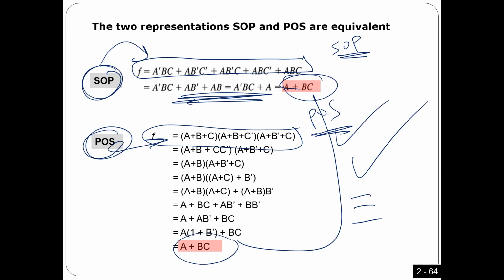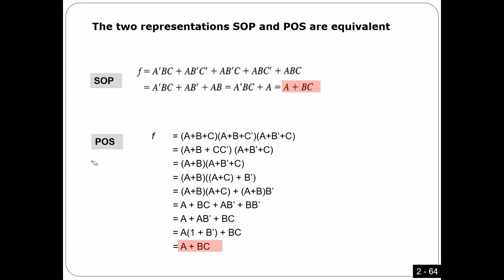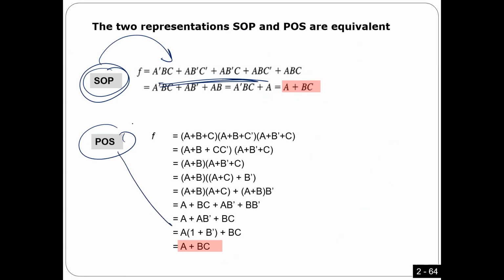So if you want to simplify it, you can use algebra manipulation as I did in this slide, or, as I'm going to explain in chapter 3, we're going to use maps, K-maps. This is another topic. So what you should learn here is the meaning of sum of product, as you see here, and the meaning of product of sum, the format here.